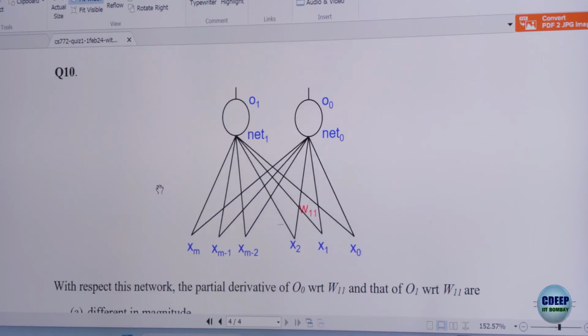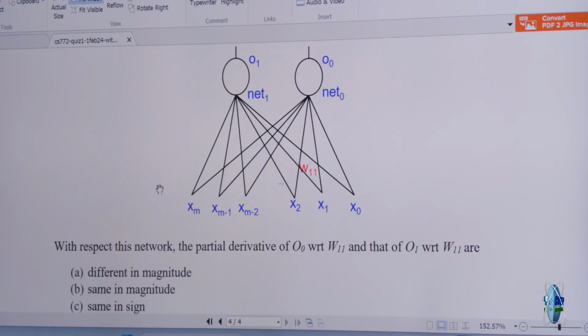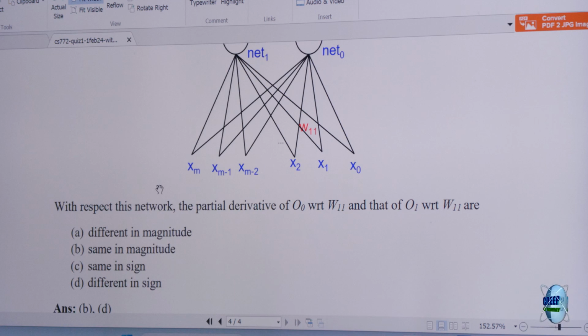Question number 10, last question. With respect to this network, the partial derivative of O0 with respect to W11 and that of O1 with respect to W11 are different in magnitude? No. Same in magnitude, same in sign? No, different in sign. Okay, so this you must have all got.